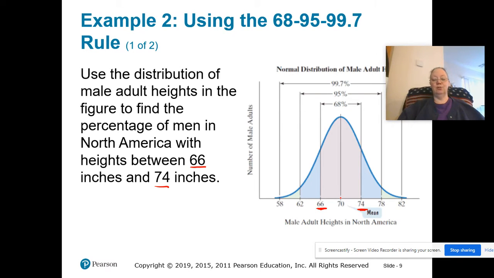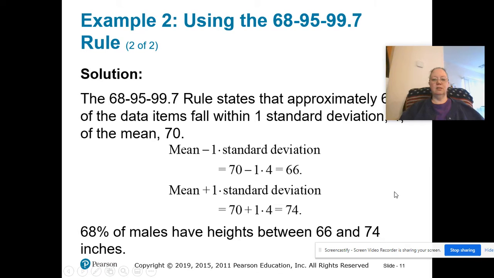And I'm going to count. This is 1 standard deviation and this is 1 standard deviation. We don't add them together. Okay, we count 1 above, 1 below. This is equal to within 1 standard deviation, which is 68%. Yep, 68% right there.